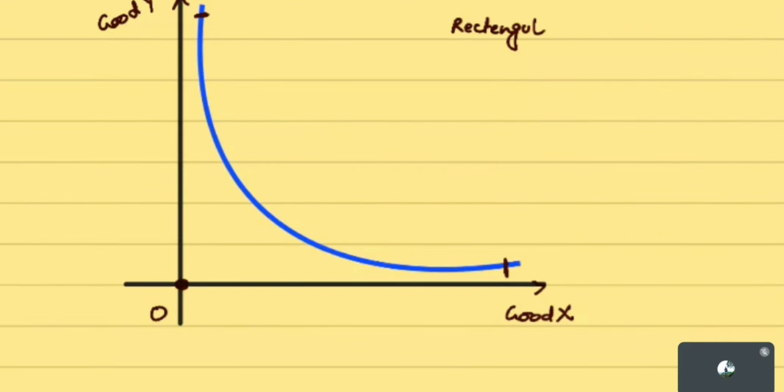Okay, and this is downward sloping. And so this particular curve is known as a rectangular hyperbola. Hyperbola, this is the name for this particular curve. Okay, and in case of a Cobb-Douglas type utility function, you will get this type of indifference curve, convex to the origin. And in this case, your MRS, which represents the slope of IC, is diminishing.